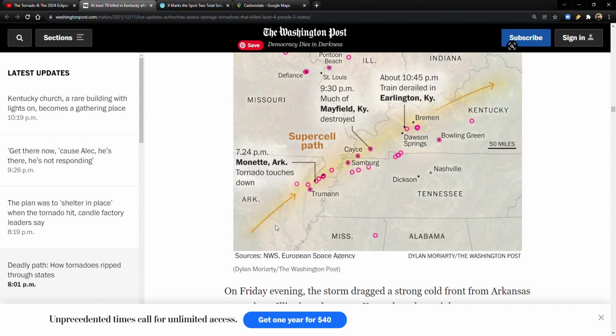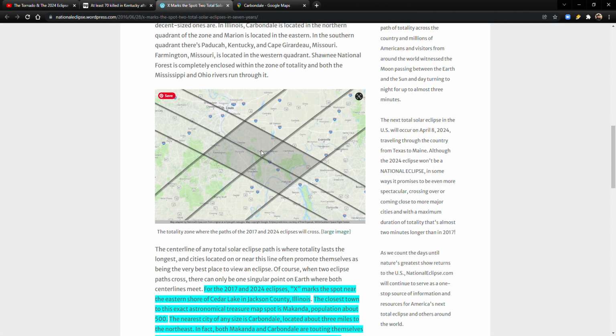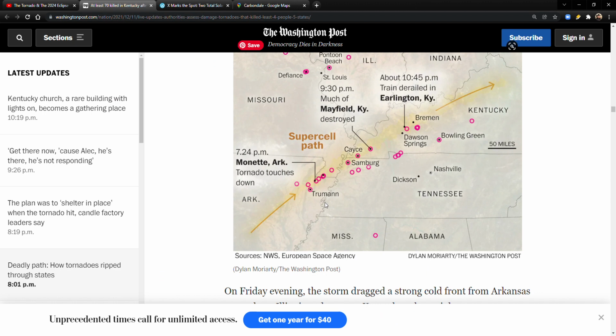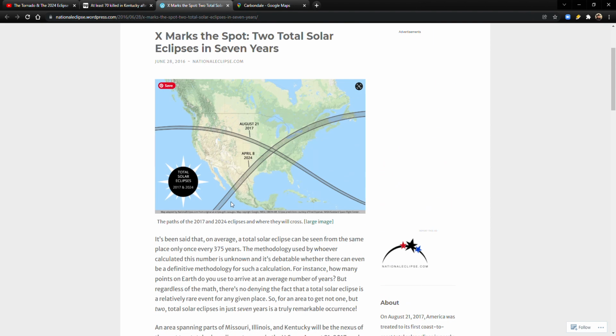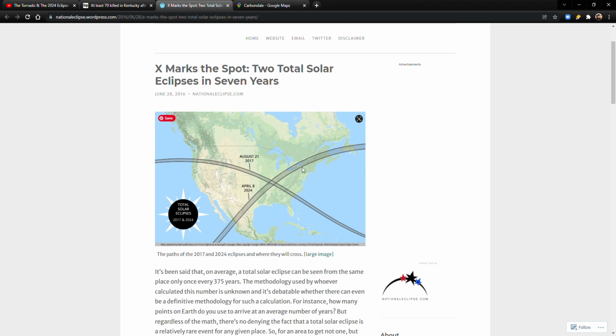So it's very interesting that the path of the tornado underlines where the X is. I don't think that that's a coincidence. I already think it's so unlikely that the path of the tornado would almost perfectly match the path of the eclipse in the same direction. That's just crazy to me. That's crazy.